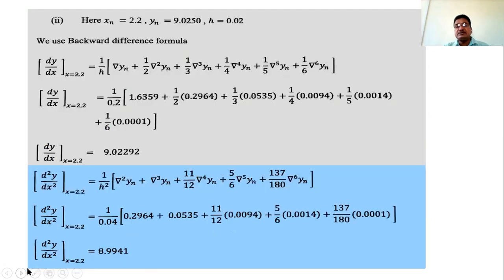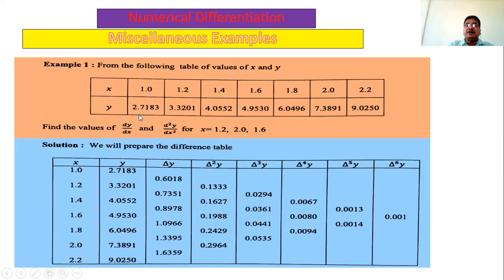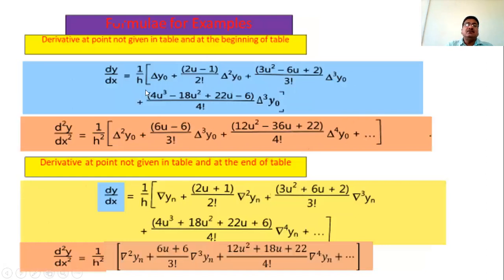So if the values are at the beginning of the table, at the end of the table, or at the middle of the table, but the values present in the table, then use the particular formula. When we are going to use these formulas, if the values are not in the table and at the beginning of the table or at the ending of the table, so these are the general formulas to obtain the first order derivative and second order derivative. But when we use these formulas, these formulas are in terms of u.